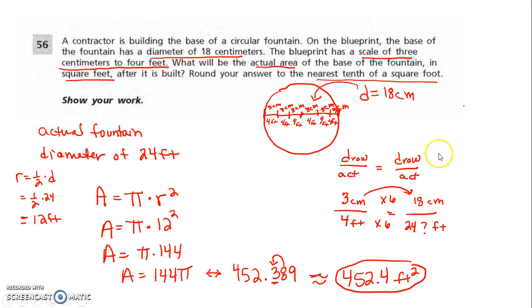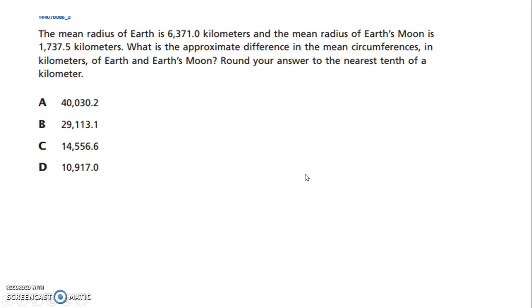All right, let's take a look at another problem. It says the mean radius of Earth is 6,371 kilometers. The mean radius of the Earth's moon is 1,737.5 kilometers. What is the approximate difference in the mean circumferences in kilometers of the Earth and the Earth's moon? Round your answer to the nearest tenth of a kilometer. Okay, wow. So what we have to know is we want to talk about circumference.